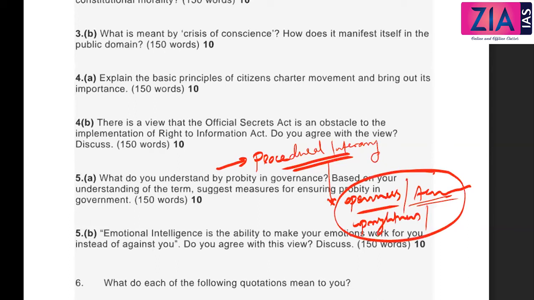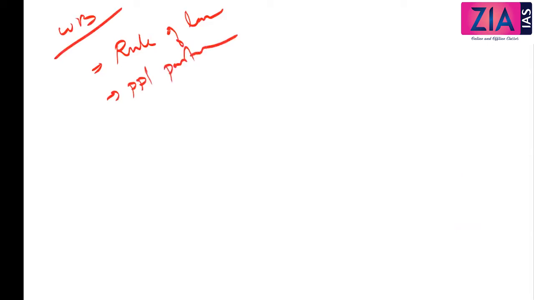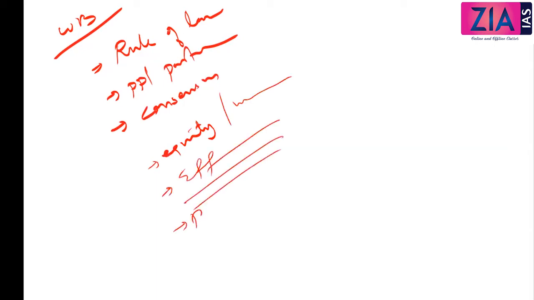So the World Bank 8 principles, which we discussed quickly, if you need, we can discuss that. Rule of law, I hope you know about this. People participation. Okay, and then consensus orientation. And then equity, means inclusiveness, effective and efficient, responsive, accountability, transparency. So these are the 8 principles which were given by World Bank.